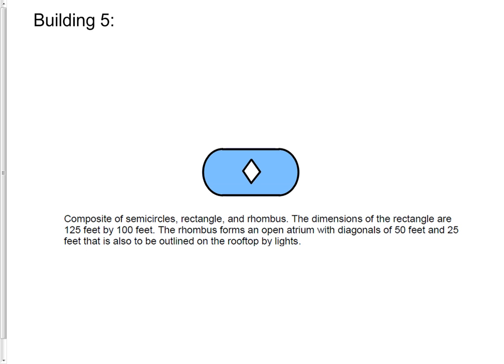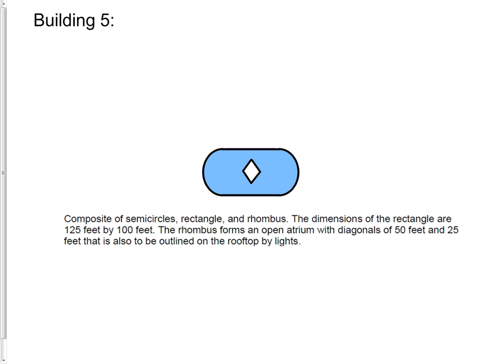Okay, we have an elliptical kind of shaped building with a part of it removed, an atrium. The description I'm going to give you of this one is a composite shape: semicircles on the ends of the building, a rectangle in the middle of the building, and then a rhombus removed from the center of the building. The measurements you're provided are the dimensions of the rectangle, 125 by 100 feet.